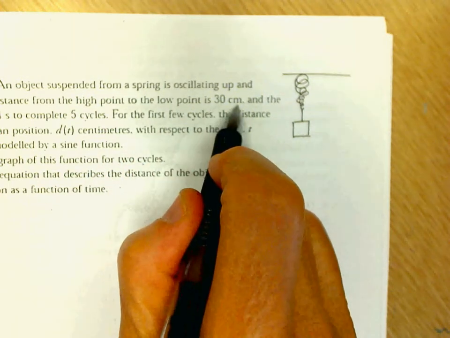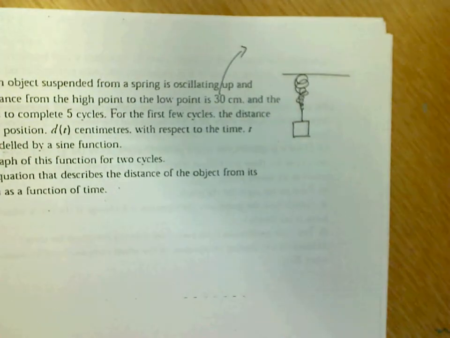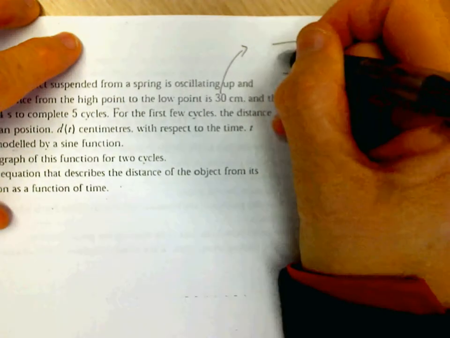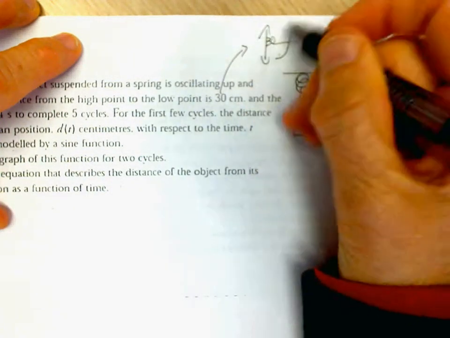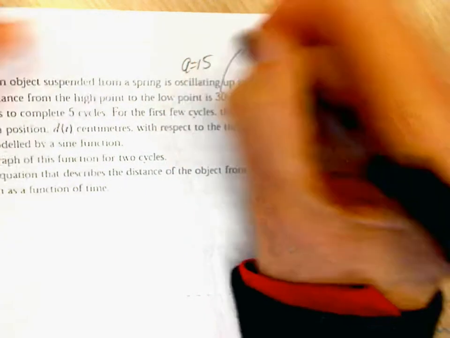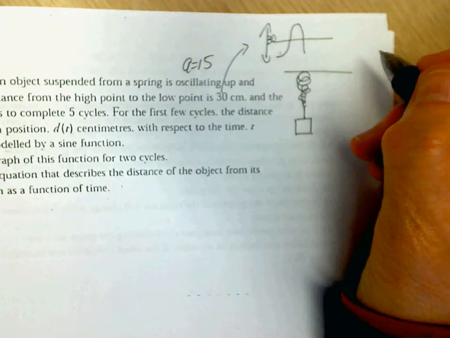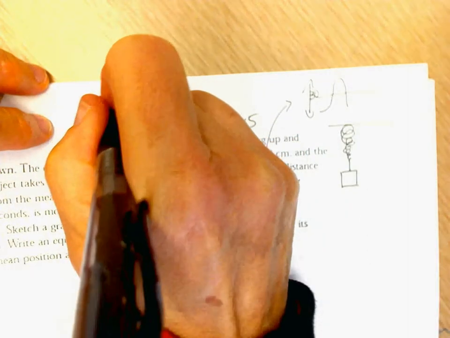What does that tell us about A? What is A? No, the low to high is 30. This is 30. So what is A? 15. A equals 15. And the object takes 4 seconds to complete 5 cycles. So you have 5 cycles in 4 seconds.